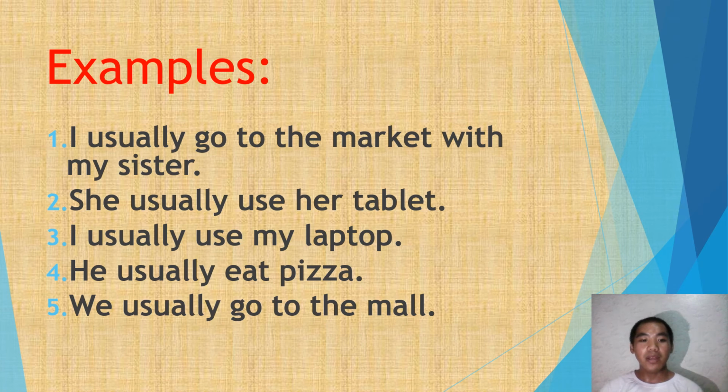And the last one, we usually go to the mall. We usually go to the mall. It means you don't go to the mall always or every time. Okay? So these are just examples of usually in a sentence.